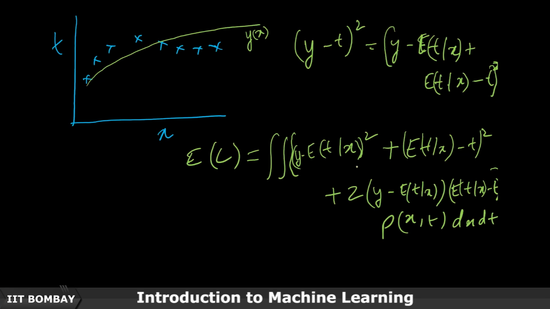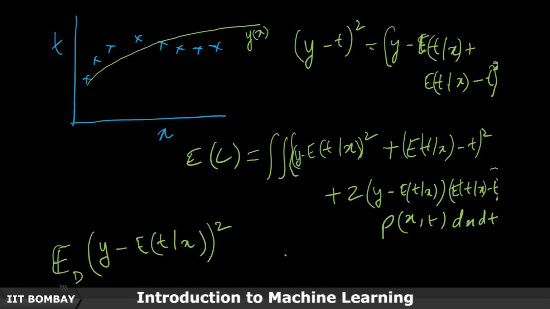So one contribution that we will get is from this term, which is y minus expected value of t given x, whole square, and we will take its expectation with respect to the data that is given to us, okay. Because what is data? Data is basically the pairs of t and x that are dealt to us. We are not talking about a distribution over t now, we are talking about the actual values of t and x that are given to us. So that will be one term.